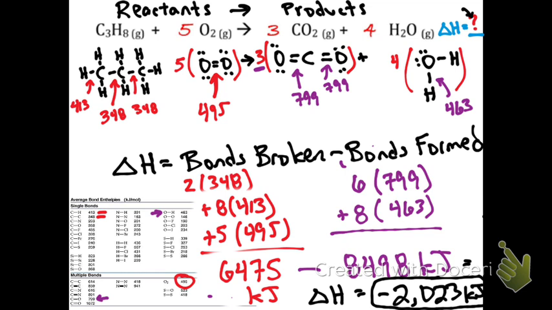So in the end, that's how you can find the delta H for any reaction when you're given a table of bond energies or bond enthalpies. You just add up the sum total of all the reactants' bond energies, and from that you're going to subtract the sum total of all the products' bond energies.